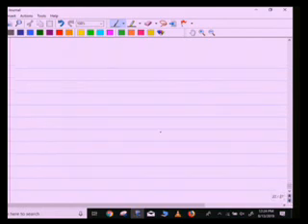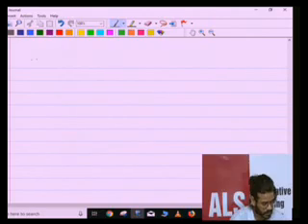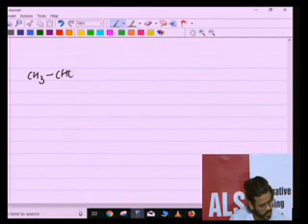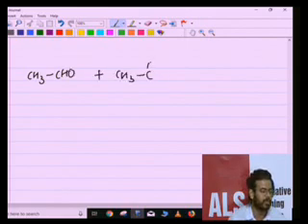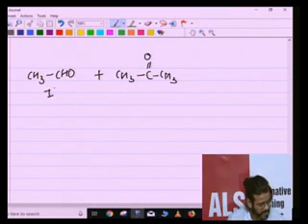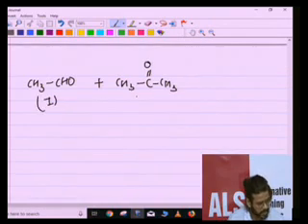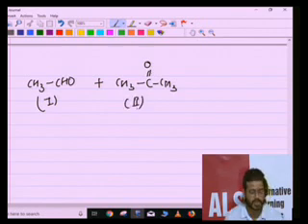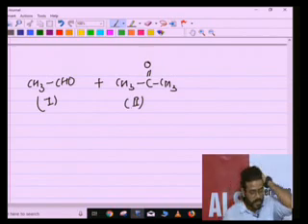So let's say I have 2 different molecules. The one is CH3CHO and the other one is CH3 C double bond O CH3. Okay, so both the molecules are different. So in that case, let's say the ethanol molecule is 1 and the acetone molecule, the ketone, is 2. Okay, so the first 2 products are the aldol products.